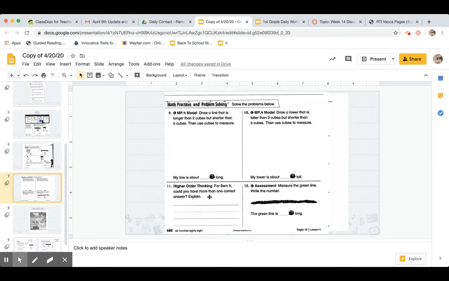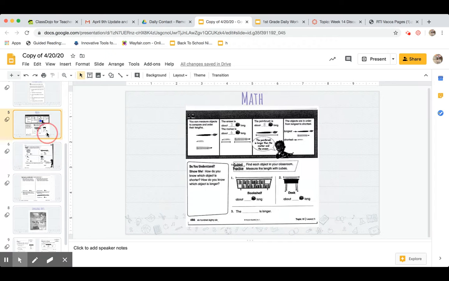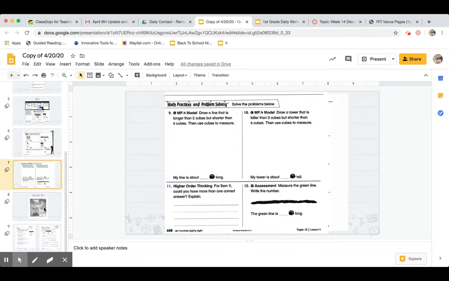Okay, number 11, for item 9, could you have more than one correct answer? That's going to be yes or no, and why do you think? And number 12, measure the green line, write the number. So you're going to measure that again with cubes. So I think your math is pretty simple today. If you have any questions, please just let me know.